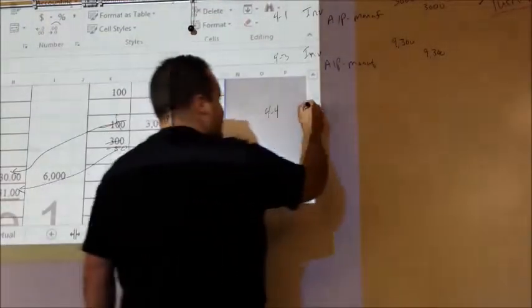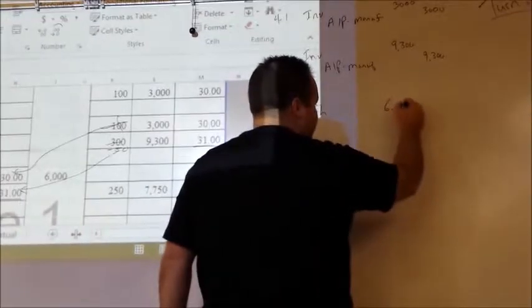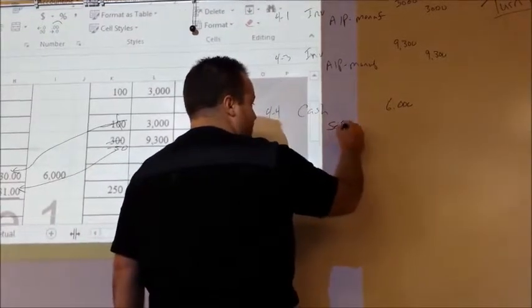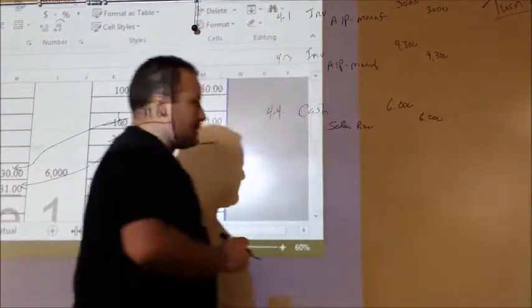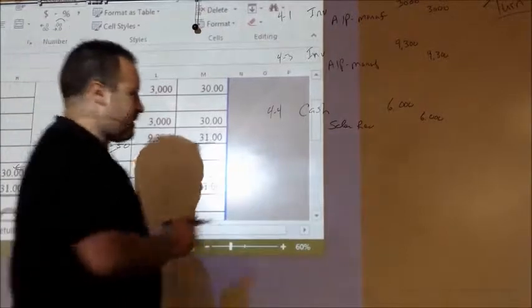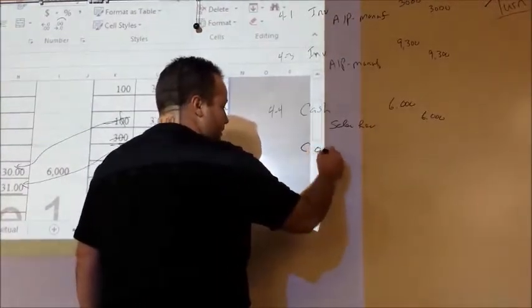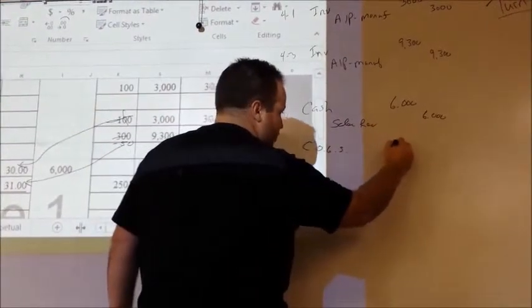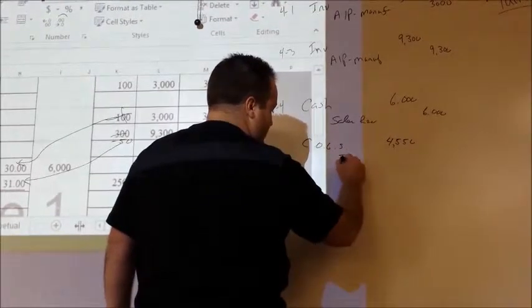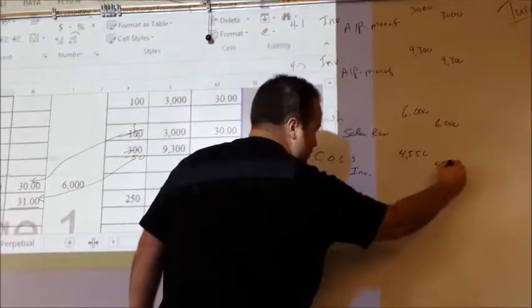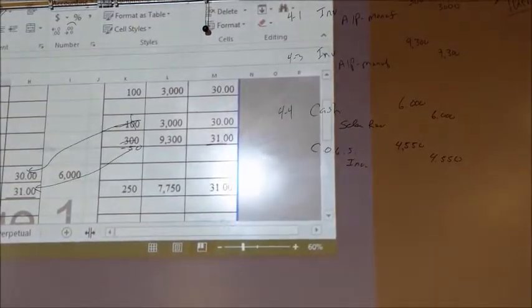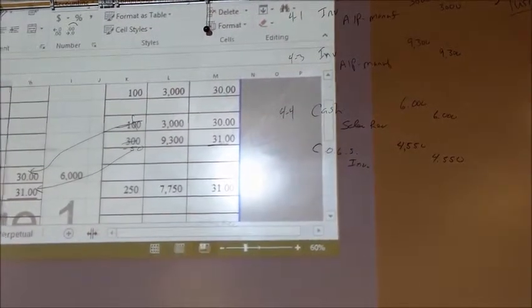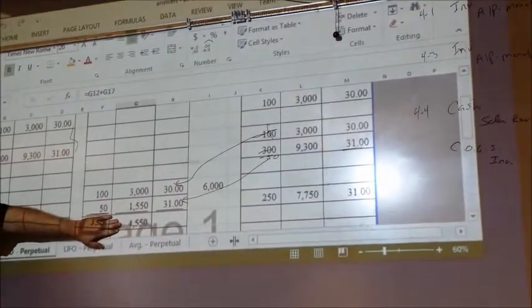6,000. Yeah, 6,000. That's what it tells me there in the problem. Sold 150 units, total of $6,000. And then part two is what I just determined: my cost of goods sold. I just got that from right here on my sheet.